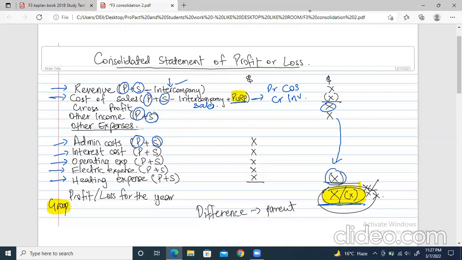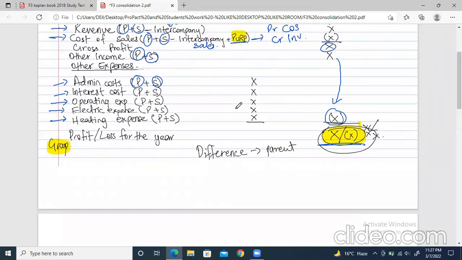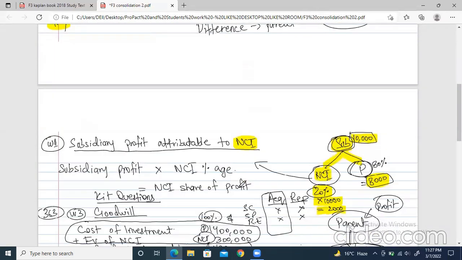This is the group one, not the individual one. So this is the group profit or loss for the year. Right, so this was very easy to understand. There is nothing difficult in this because we are just netting off the income with the expenses. There are no complicated things over here.